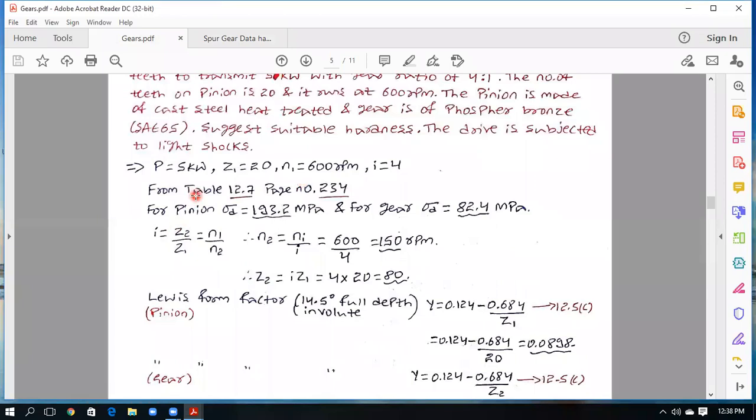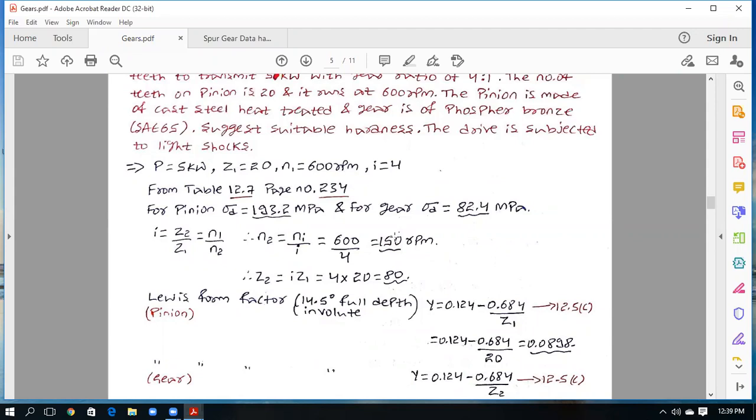For that you can use the gear ratio formula. Gear ratio is Z2 by Z1 is equal to N1 by N2. This formula is there in your data handbook. From that, I'm going to first find out the RPM of the gear. Therefore, N1 by N2 is equal to I, so N2 is equal to N1 by I. N1 is given as 600 and I is the gear ratio 4. From this, you will get the N2 value as 150 RPM.